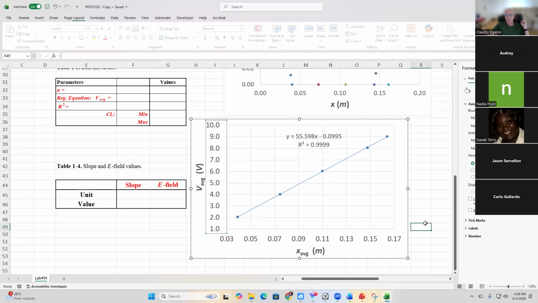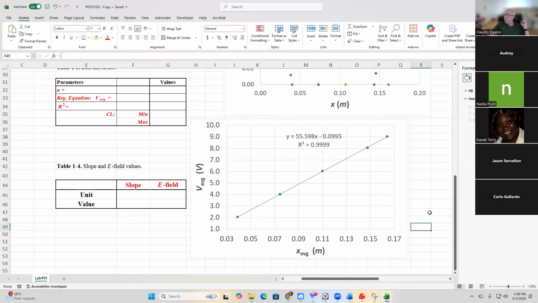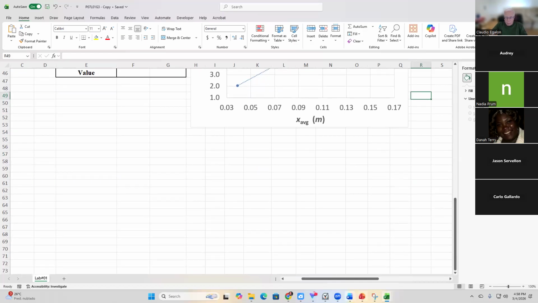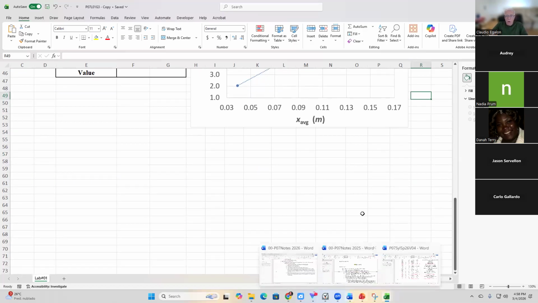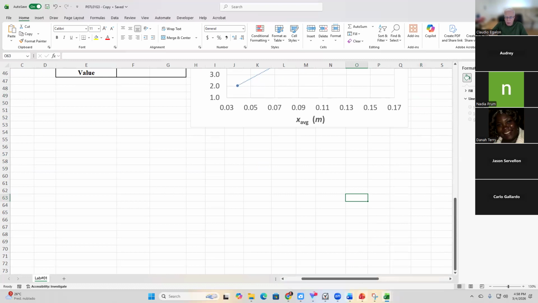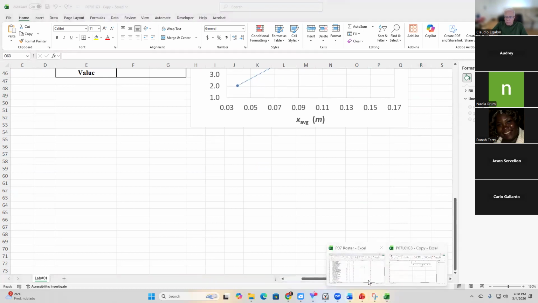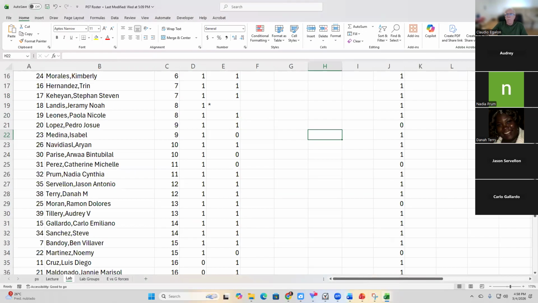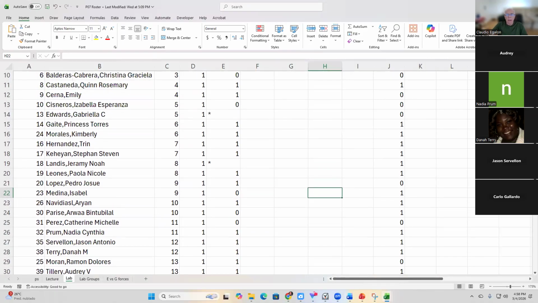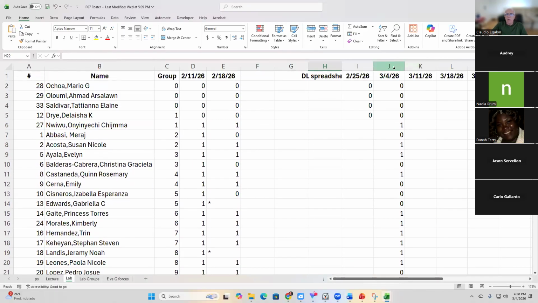Okay, 2 graphs. Let's see how you're doing. I want to know if you plotted the 2 graphs. I'm going to call you one by one. And again, if you don't have a group member, let me know. Okay, and here you go.